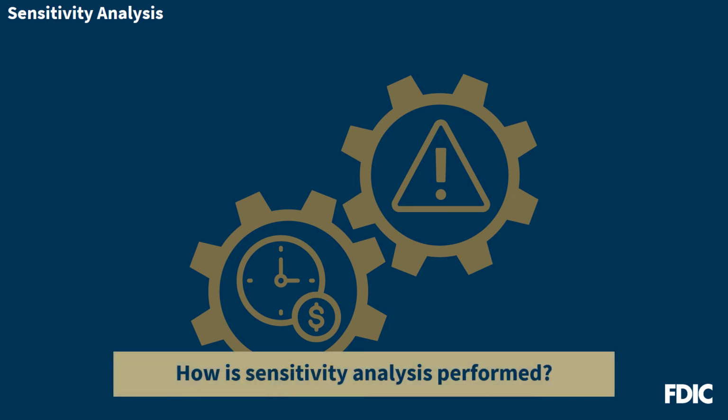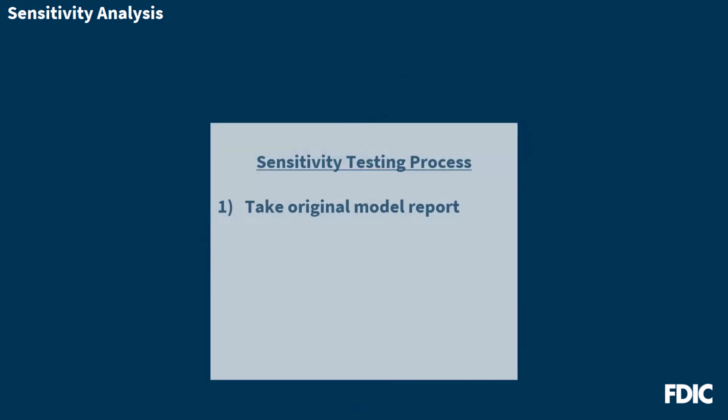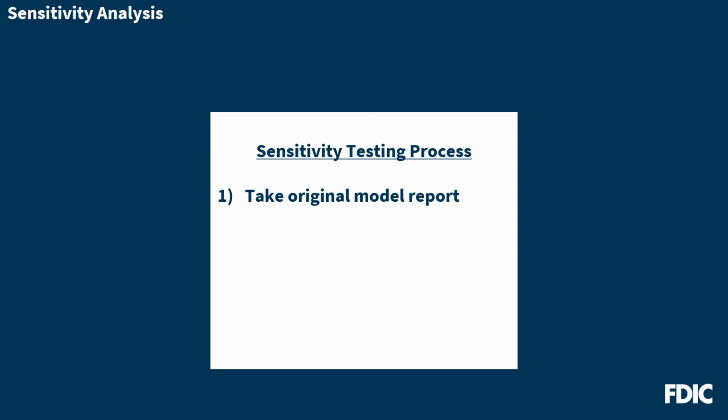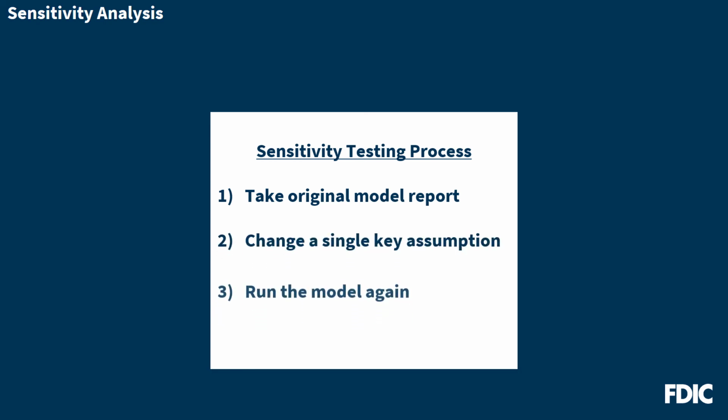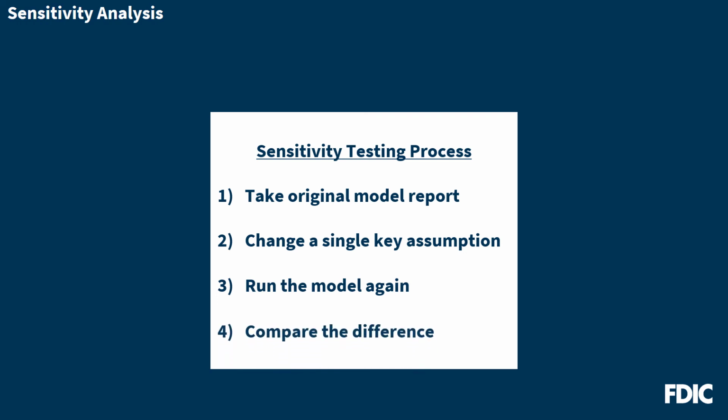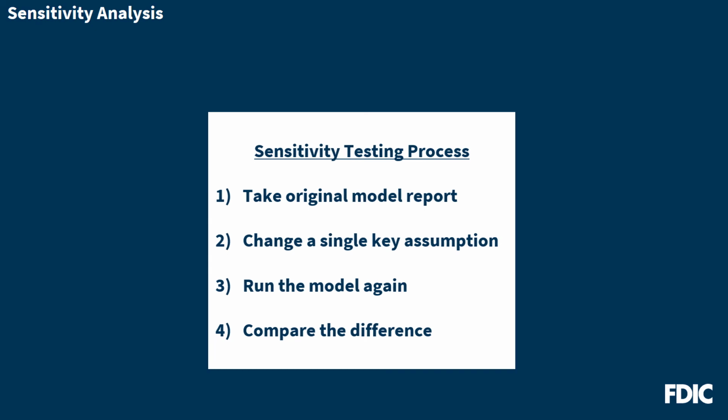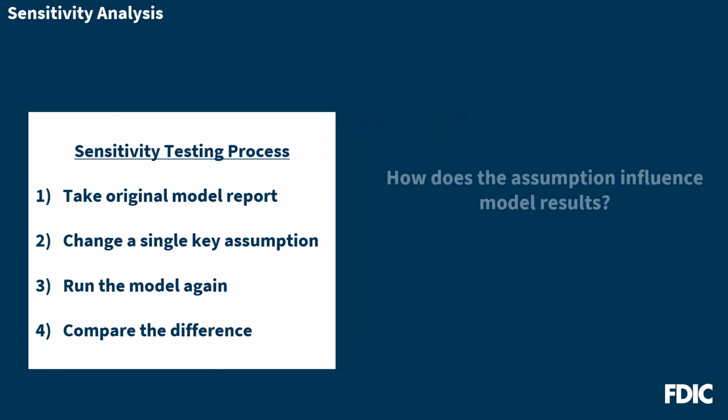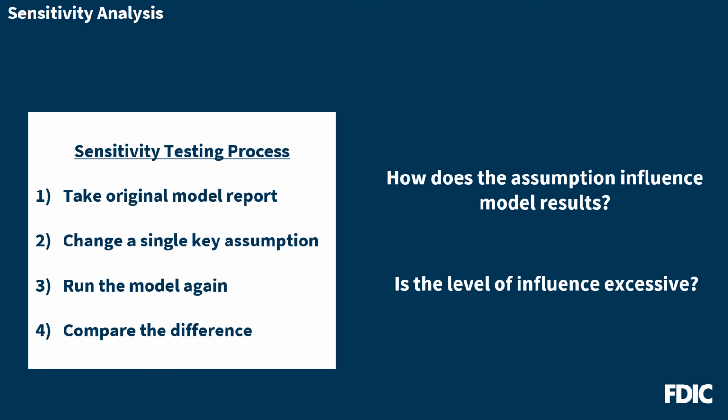A common question asked is, how is sensitivity analysis performed? Sensitivity analysis can be performed by taking the original model, that is, the one that is reviewed by the board, changing a single key assumption, rerunning the model, and reviewing the differences between the two reports. By holding all other model variables and assumptions constant, management can determine both the extent to which the particular assumption influences model results and at what point that exposure becomes potentially excessive. The most effective approach is to analyze each key assumption separately.